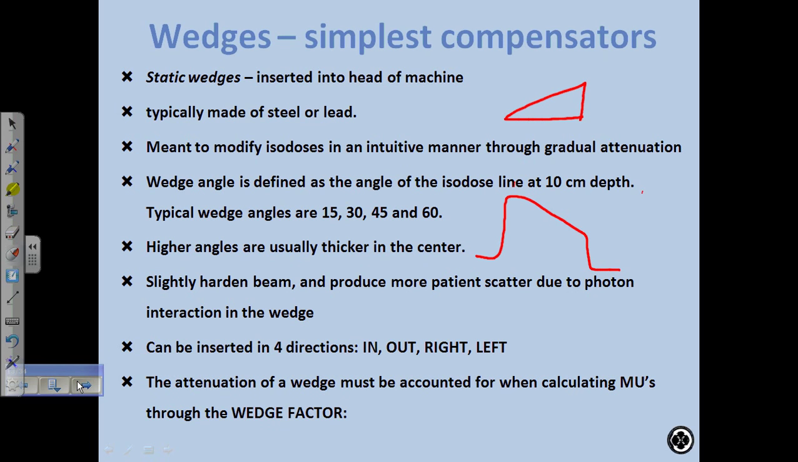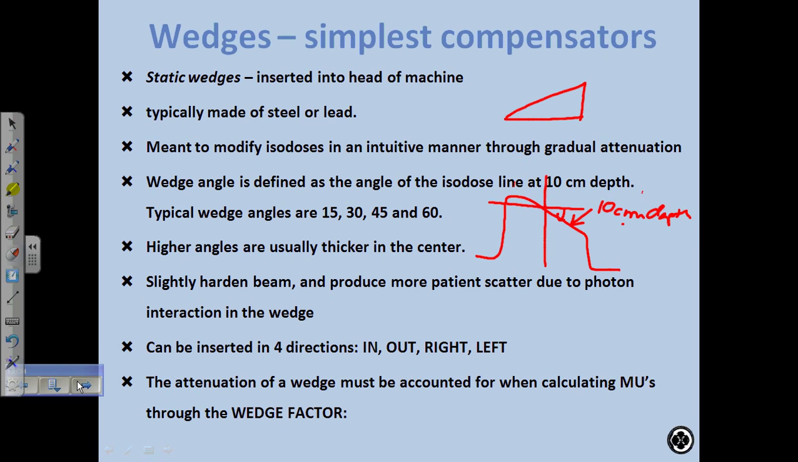Okay. When you scan your 10 cm depth profile, and then you measure this angle right here, that's going to be the degree that corresponds to the wedge. Okay. So the 10 cm depth, measure this angle here, the isodose line at 10 cm depth, and that's the angle of the wedge. That's what 30 degree means, okay? So it's not a physical angle, it's a dosimetric angle. It has to do with the angle of the profile.